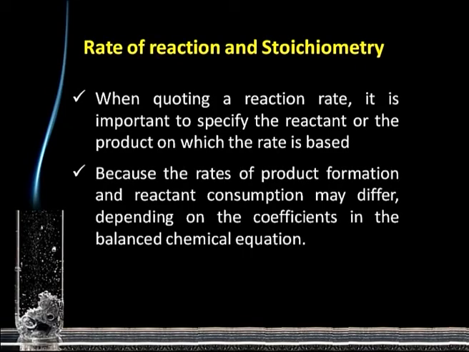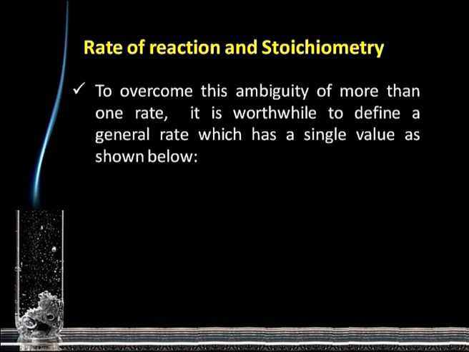So in order to get some meaningful result, we have to find out the rate where we take into account the stoichiometric coefficients, or mention the reactant. Why is that happening? Because the rate of product formation and the rate of consumption of any reactant will differ depending on the stoichiometric coefficients. So we will see how exactly we can get over this ambiguity and get the same value for the given reaction.